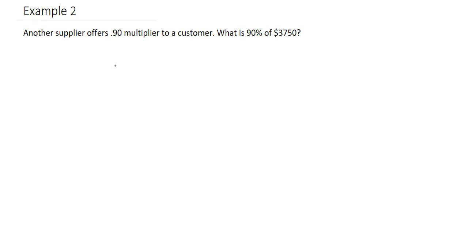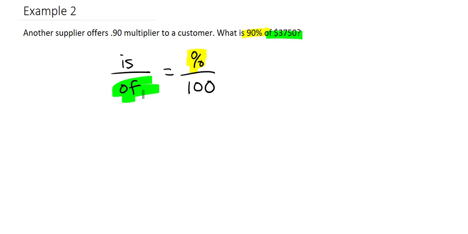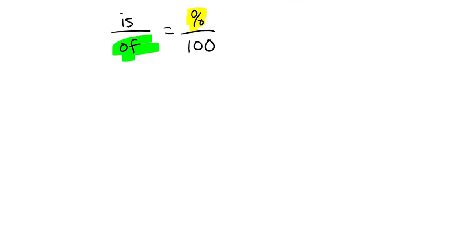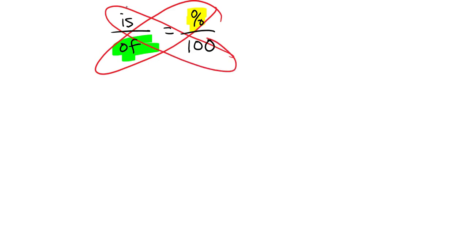So we can go is over of, this is the part of the whole. You can write it all out if you'd like. And then we put the percentage over 100. Our percentage goes here. We have this of 3,750, so that's going to go right there. It's just like the last one, but we have different numbers. Let's fill this in. We can put x on the top again.